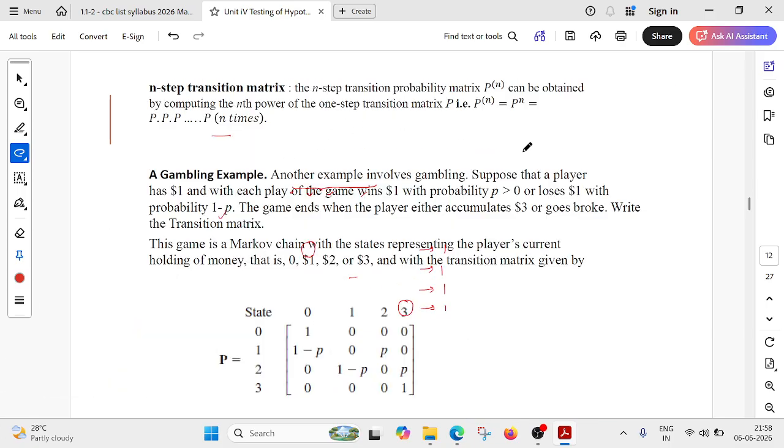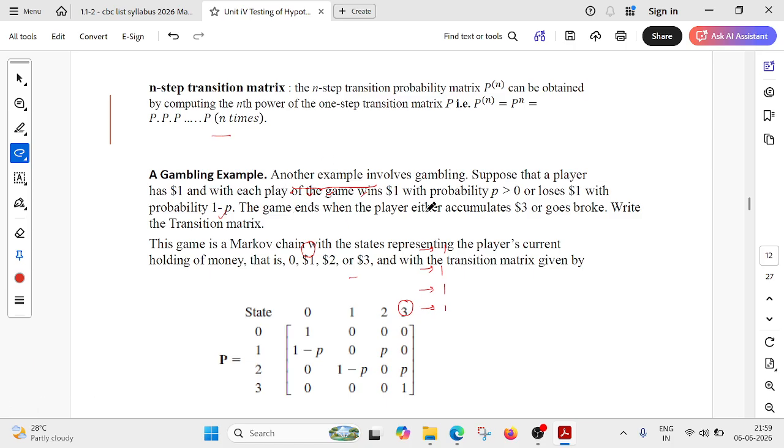Now, the n-step transition matrix, which is called P power n, can be obtained by computing the nth power of the one-step transition matrix. So P into P; suppose P square, P into P, like that. Now again, with the help of the gambler's ruin problem, only not the concept, we are taking some problem. Another example gives gambling. Suppose that a player has one dollar.